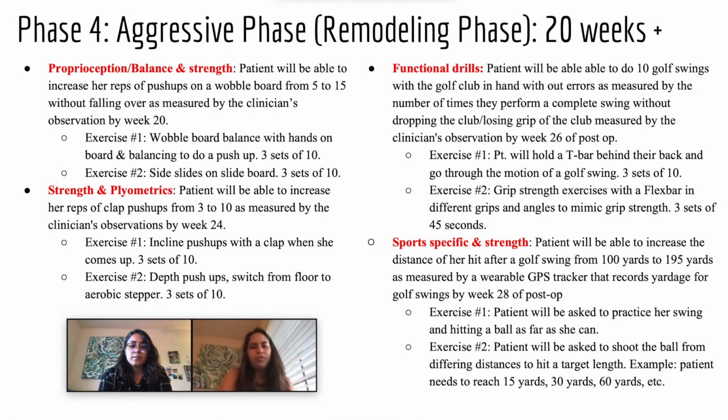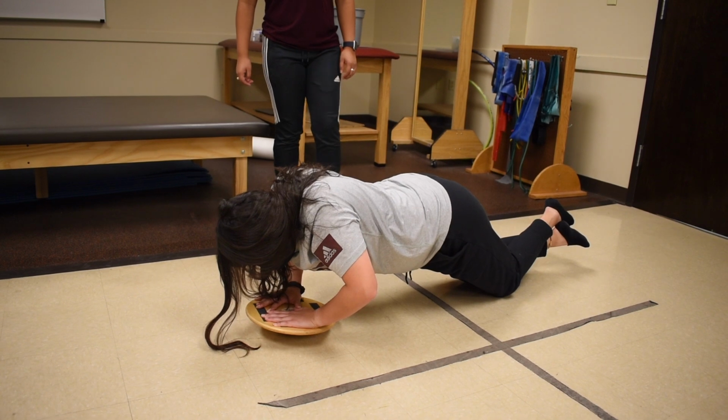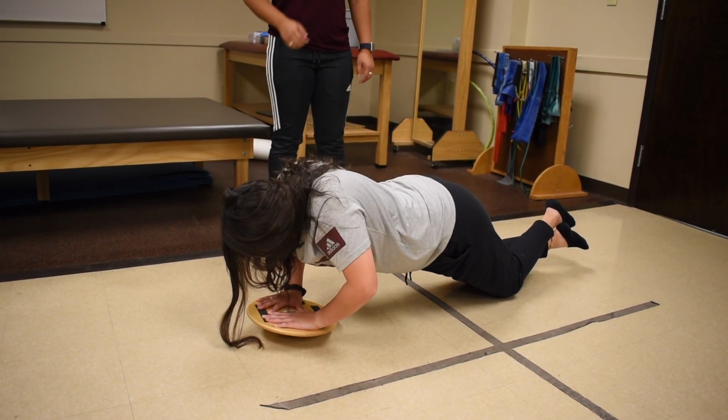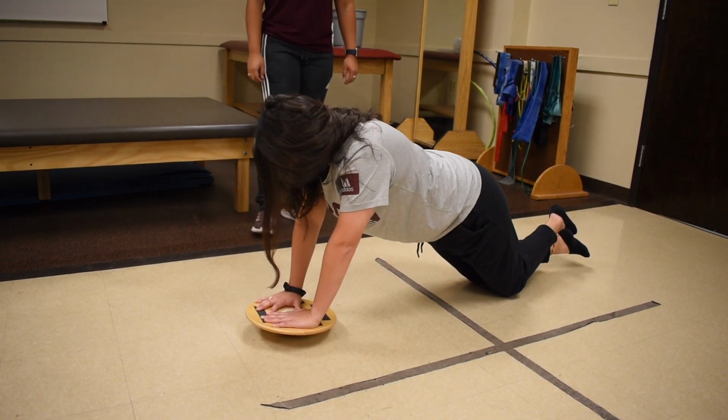Our phase 4, aggressive phase, remodeling phase, 20 weeks and up. Our proprioception, balance and strength goal is that the patient will be able to increase her reps of push-ups on a wobble board from 5 to 15 without falling over, measured by a clinician's observation by week 20. Our first exercise is that they're going to do a wobble board balance with hands on the board and balancing to do a push-up. They're going to do 3 sets of 10.